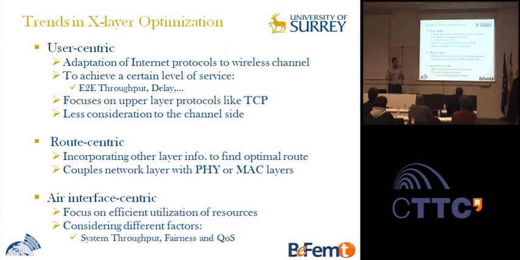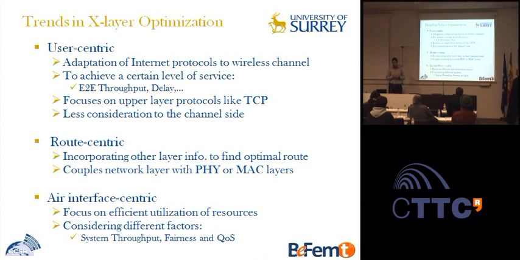to, in the majority of cases, achieve a certain end-to-end figure of merit, like end-to-end throughput or delay. And this is more focused on the upper layers of the protocol stack, like TCP. And here we have more abstraction for the channel modeling. So basically, less consideration is given to model all the contributing factors to the channel in the majority of proposals.